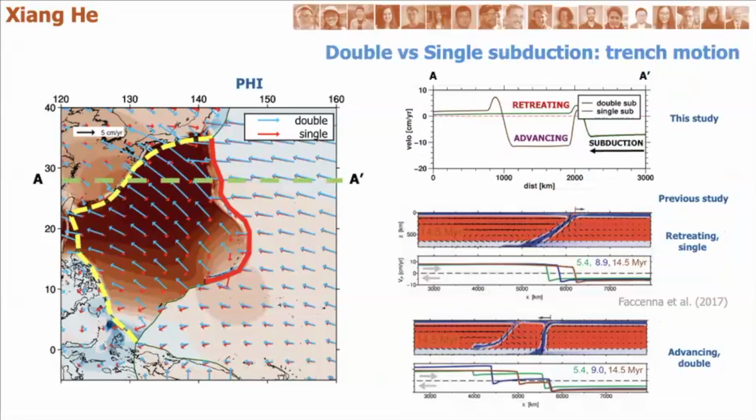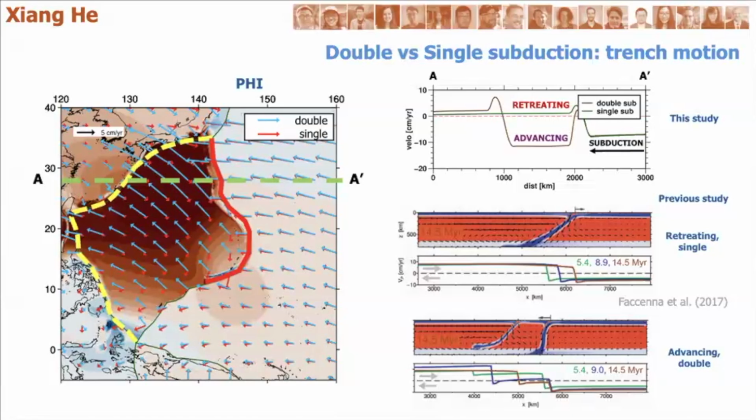Then we want to prove again whether the double subduction system causes trench advancing, as we said before. Here I pull back my first slides to show the previous study. They use a 2D model to show that the double subduction system can cause trench advancing, while a single one means retreat. And I also proved this in my three global models: the double subduction system indeed transforms the trench motion from retreating to advancing.